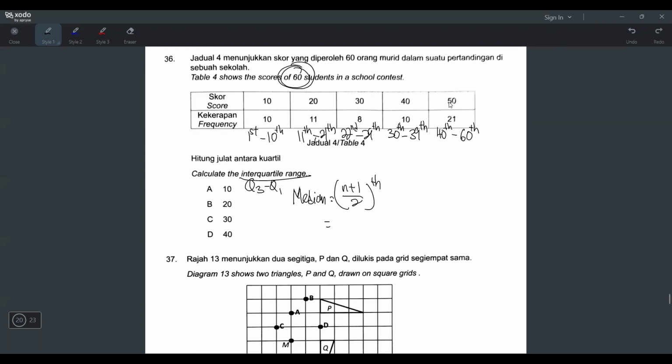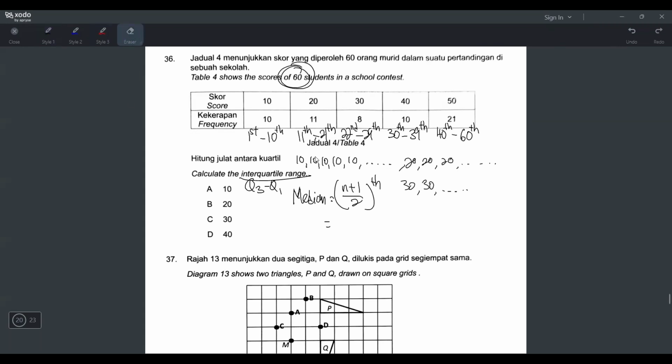60th number, they are all 50. Okay, faham kan? Ini maksud dia 10, 10, 10, 10, 10, 10, 10 kali. Lepas tu 20, 20, 20, 20, 11 kali. And then 30, 30, 30, 8 kali. And then 40 and so on lah.